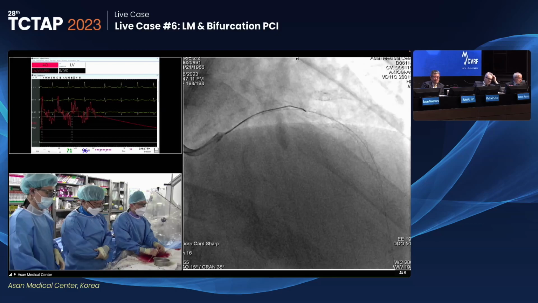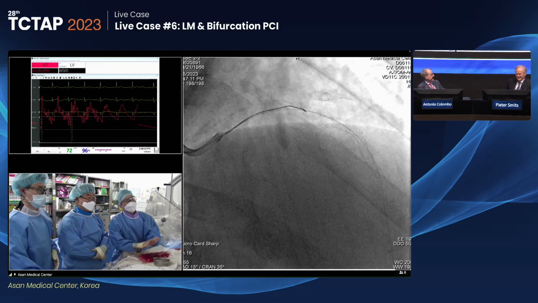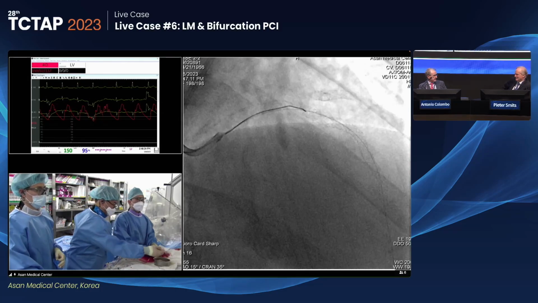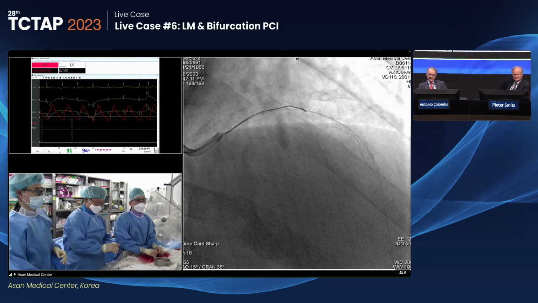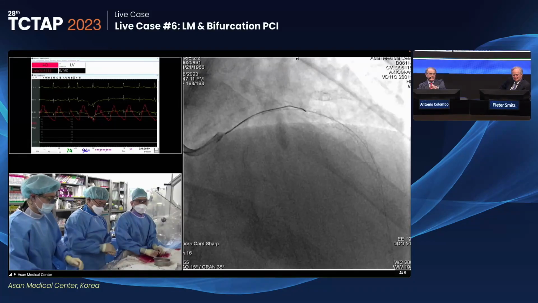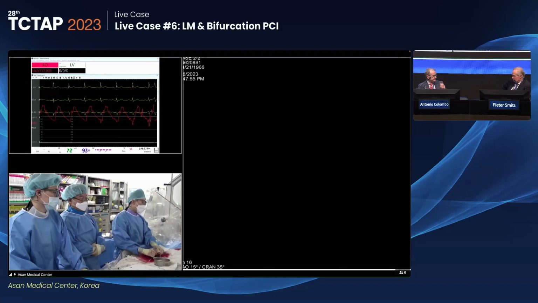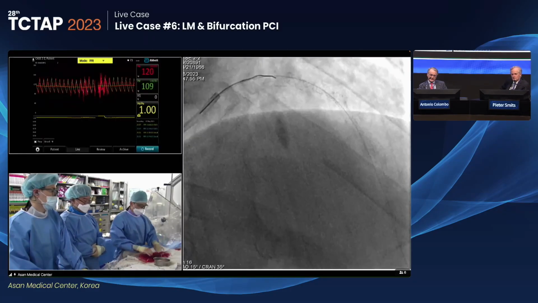Okay. I think it's going to be positive. You think it's going to be positive? Let's see. I will not be surprised if it's positive, because some positivity may be due to the stent. Yeah, definitely positive at this time, because it's never perfect.